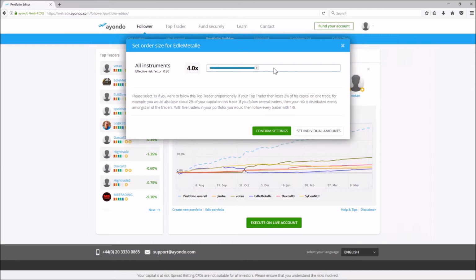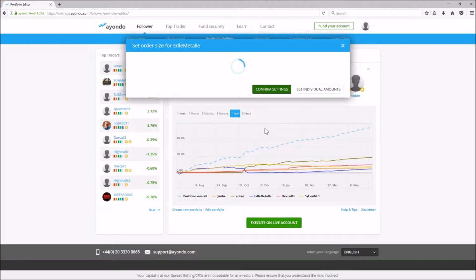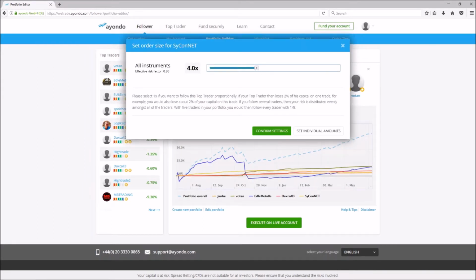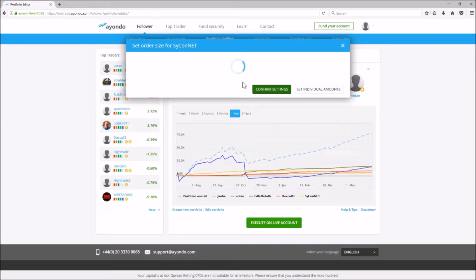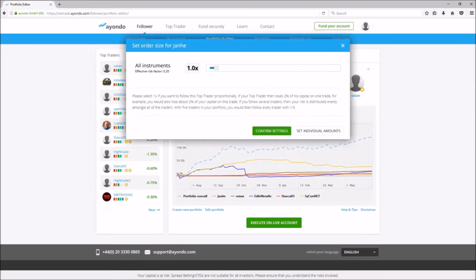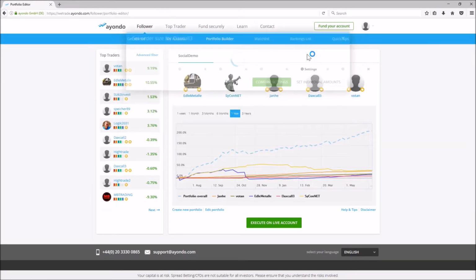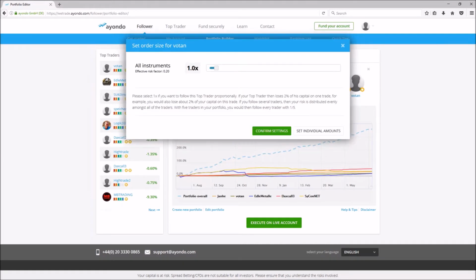But if I'm confident in Edel Metal, if I bump that up to 5, what it means is if Edel Metal does a trade where he or she risks losing 2%, then the same trade is done on my account, risking losing 2% of my account. So I'll put that at 5. Let me just whiz through a few of them. Let's go to PsychonNet. Let's bump that one up to 5 because that's been in there a while. Jane, I've got this in another account as well. Let's bump that one up to 5. DAX call, 5 already. And Votan, because it's a new one for me, let me wind that right down.